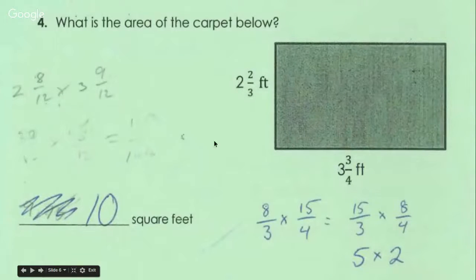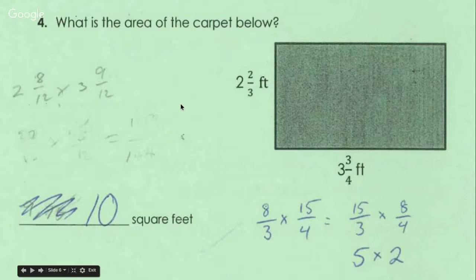Moving on to question number 4, the area of the carpet below. Area indicates that we are going to be multiplying the length times the width. So we're going to multiply 2 2/3 times 3 3/4. Please ignore this work over on the side here. My substitute was trying to make an answer key, and I think he thought that we needed common denominators when doing that, when that is not the case. We only need common denominators when we're adding and subtracting fractions.